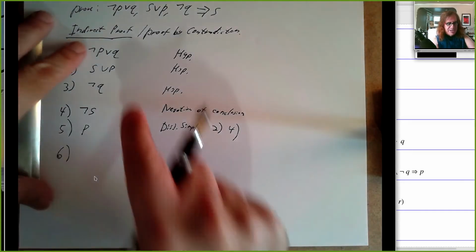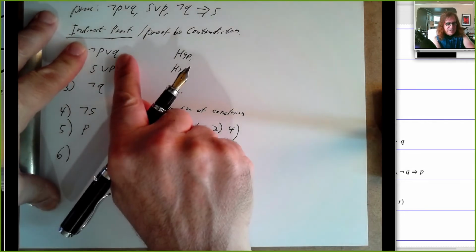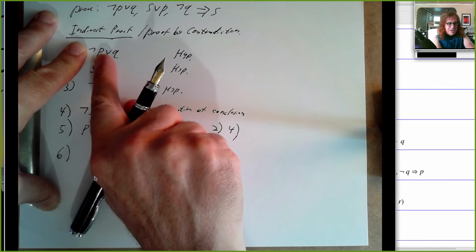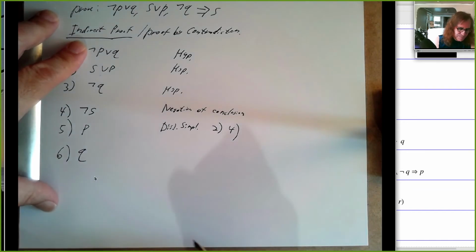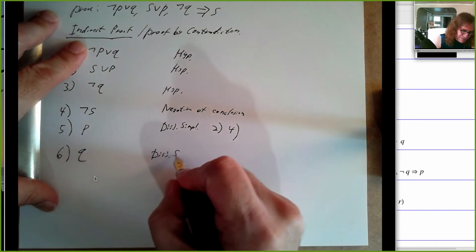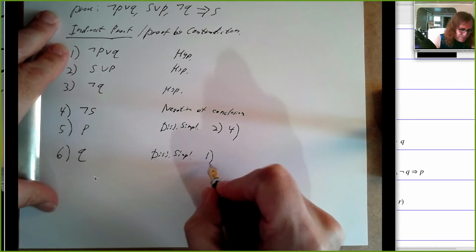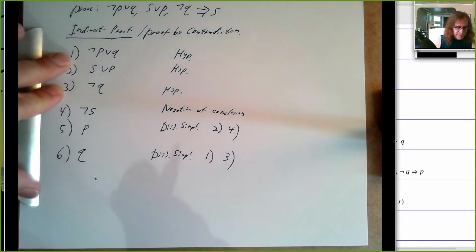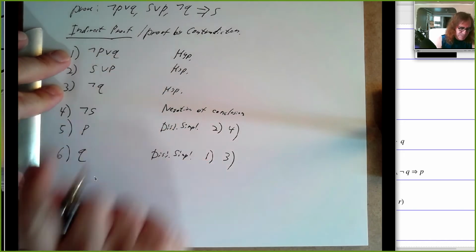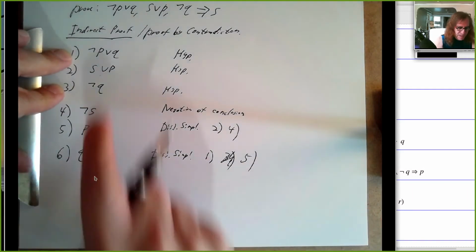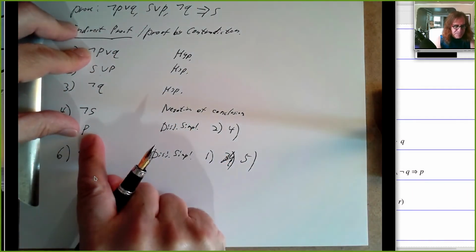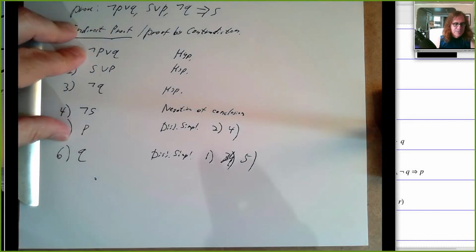I can do that again. I know not P or Q is true, so either not P is true or Q is true. Well, I know that not P is false, right? Because P is true, so I know that Q is true. So this is disjunctive simplification of 1 taken together with 5. Not P or Q is true, not P is false, and so Q must be true.